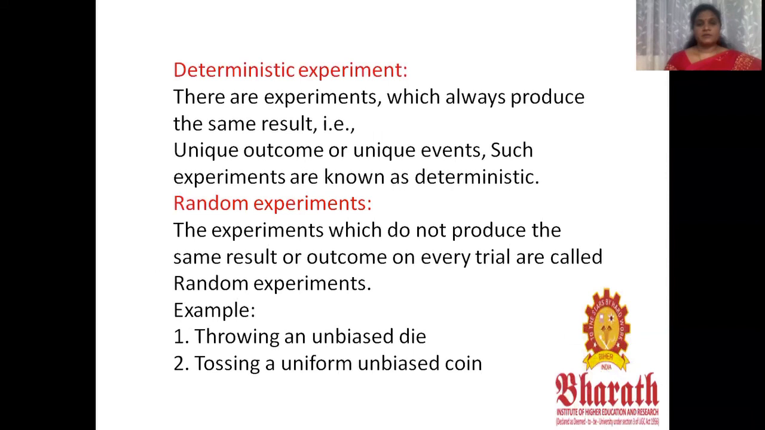Deterministic experiment. There are experiments which always produce the same result, that is, a unique outcome or unique events. Such experiments are known as deterministic. Random experiments. The experiments which do not produce the same result or outcome on every trial are called random experiments. Example, throwing an unbiased die, tossing a uniform unbiased coin.